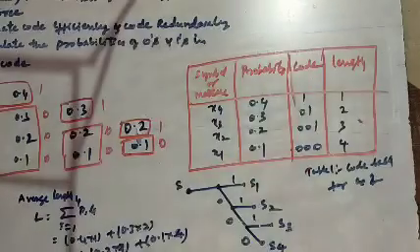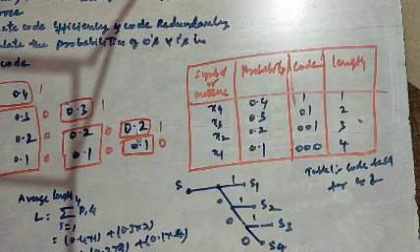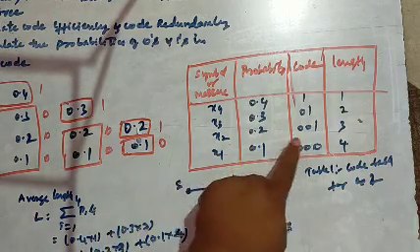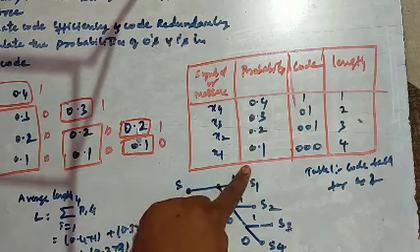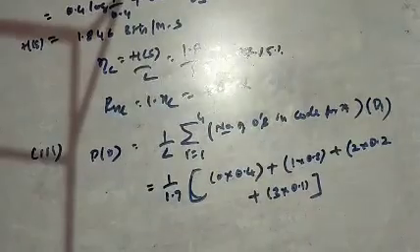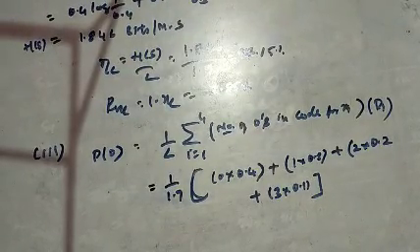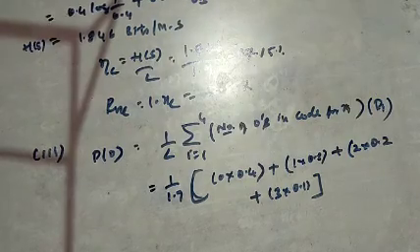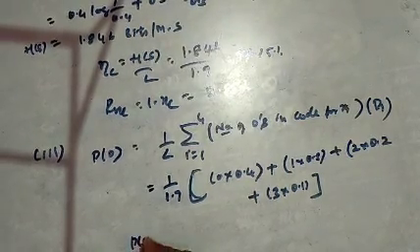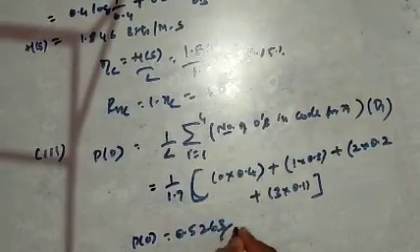See, in the 0.4 probability, no zeros are there; in 0.3 probability, one zero is there; in 0.2 probability, two zeros are there; in 0.1 probability, three zeros are there. Solving the equation, we get P of 0 as 0.5263.